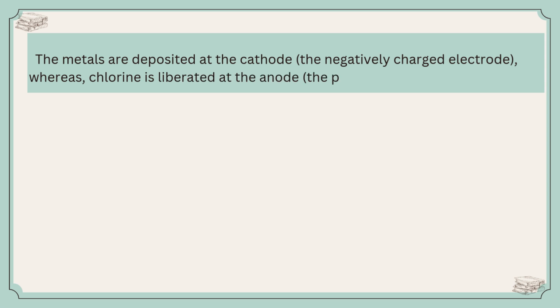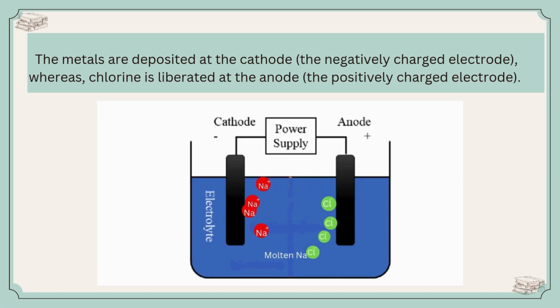When we use molten NaCl as electrolyte and activate the power supply, the Na+ cations are attracted to the cathode, that is the negatively charged electrode, and the Cl- anions are attracted to the anode, that is the positively charged electrode.